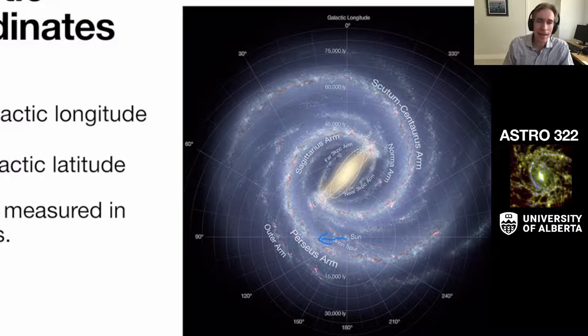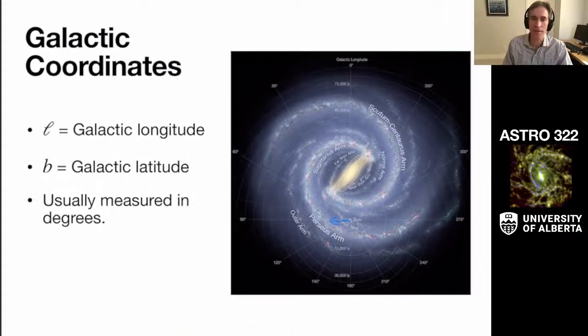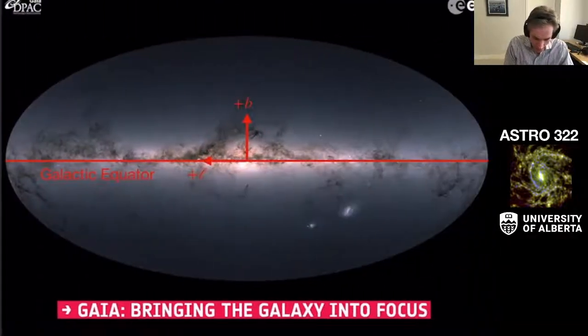Why is it L and B? I don't actually know. I think it has to do with the German observers who developed this. But L and B are the variables we usually measure, and they are in degrees.